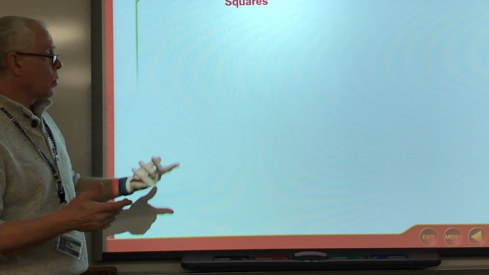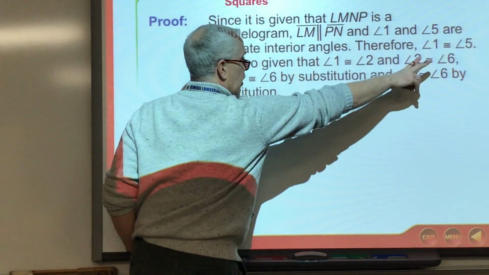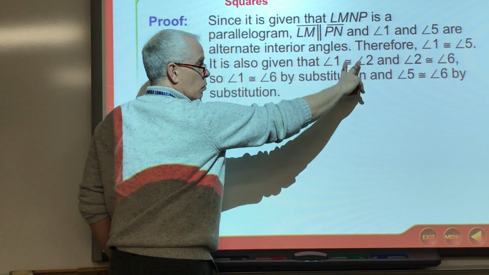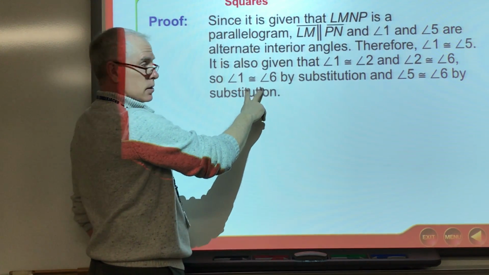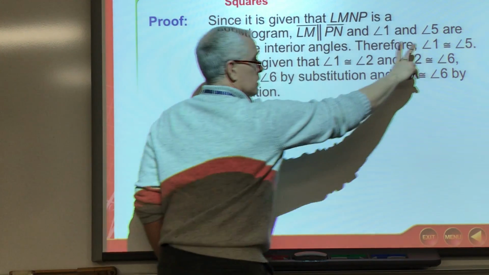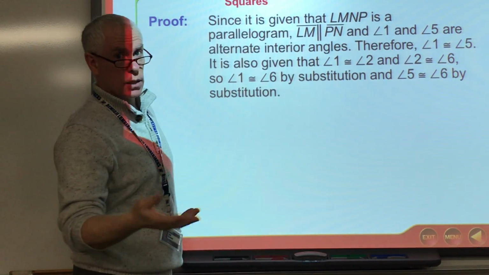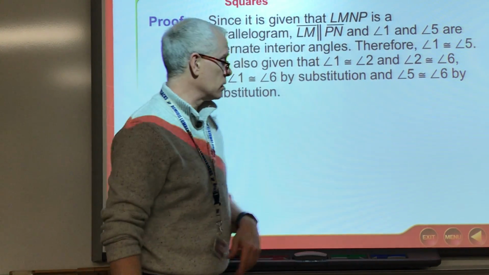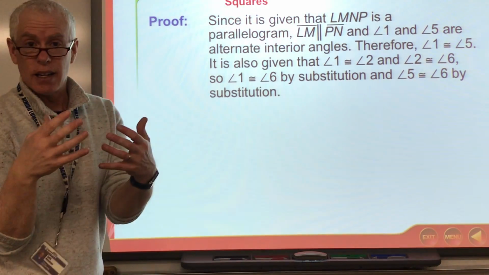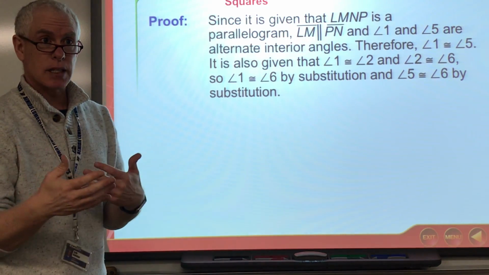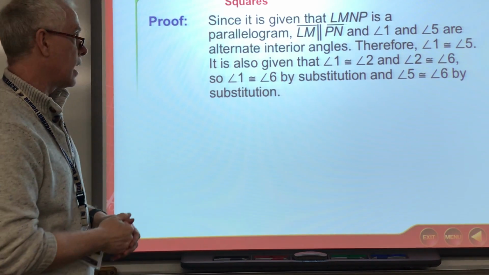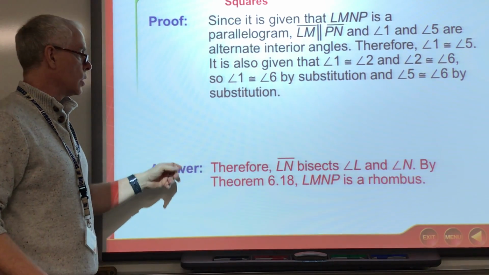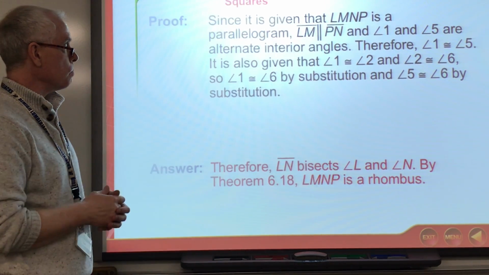And then if we keep going with that, you guys, if 1 is congruent to 5, well, I was given 1 congruent to 2 and 2 congruent to 6, so by transitive 1 is congruent to 6. And if 1 is congruent to 6 and 1 is congruent to 5, by substitution or transitive 5 is congruent to 6, then I've shown that in this parallelogram, a diagonal bisects a pair of opposite angles. Well, that was one of the theorems we could use to prove that this is a rhombus, and so we're good to go.